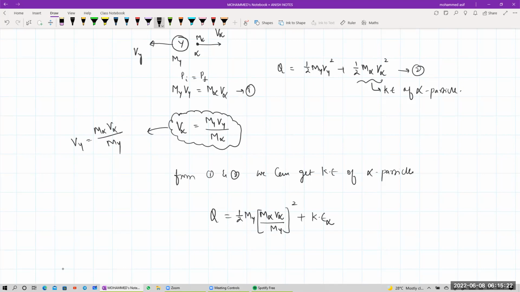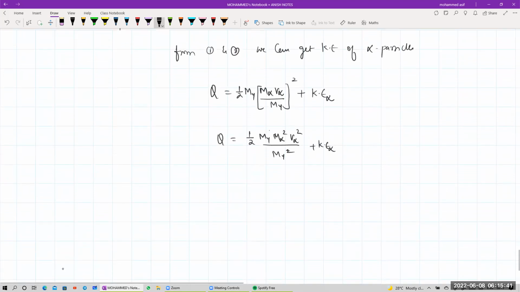So Q will be equal to half into mass of Y into the velocity of alpha squared divided by mass of Y, plus the kinetic energy of the alpha particle. So the m and y will get cancelled. So Q will be equal to mass of alpha particle times V alpha squared divided by 2 times mass of the daughter nucleus, plus the kinetic energy of the alpha particle.